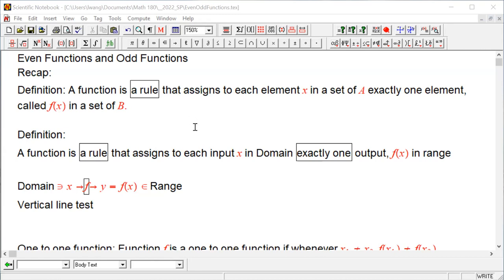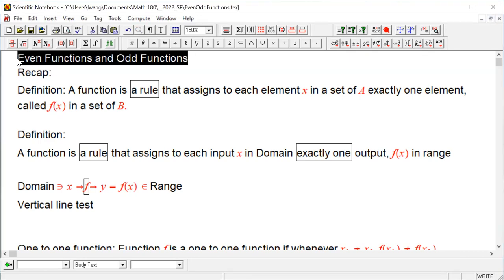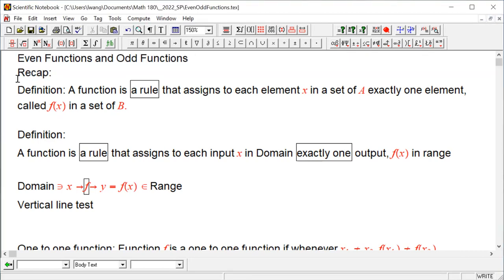Hello. In this lesson, we are going to talk about even functions and odd functions. First of all, let's recap the definition of function, which is our centerpiece of this course. And it will still be the centerpiece for your next courses in calculus or pre-calculus.